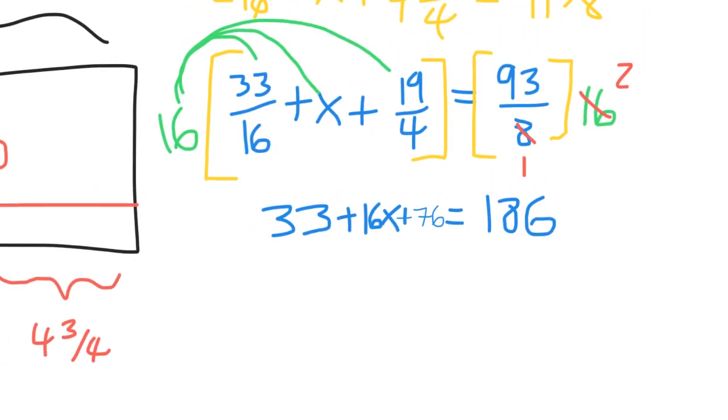All right, so I have an ugly equation here. It's kind of all weird looking, but you get the idea. So we have 33 plus 16x plus 76 equals 186. Do you see how we got rid of all the denominators? It's like, thank God.